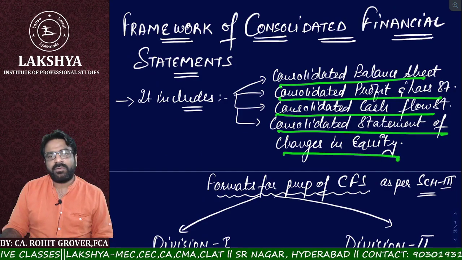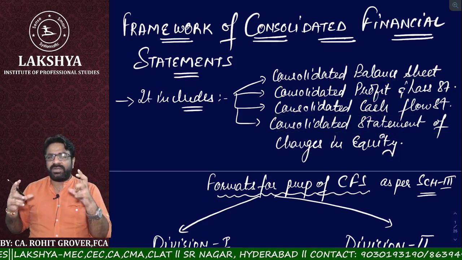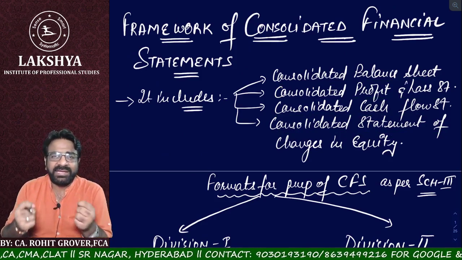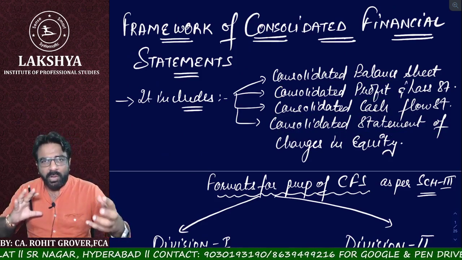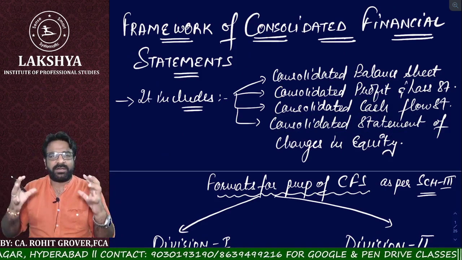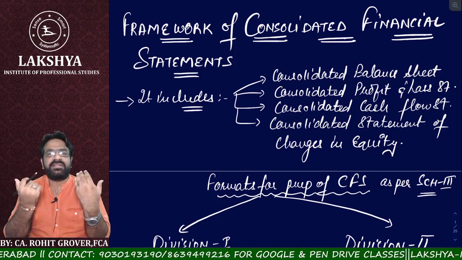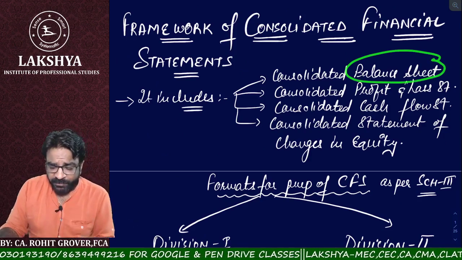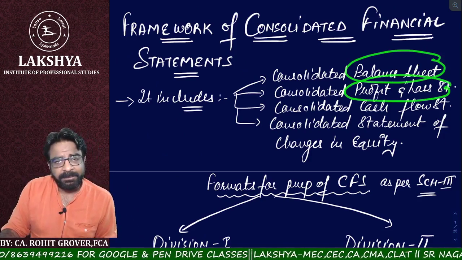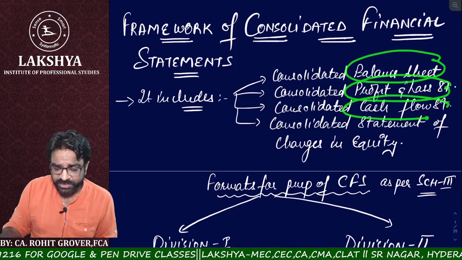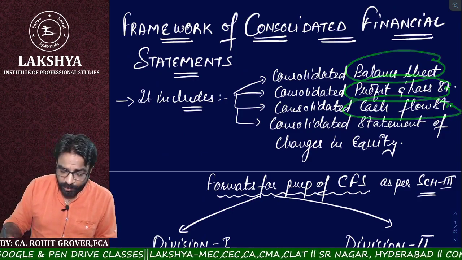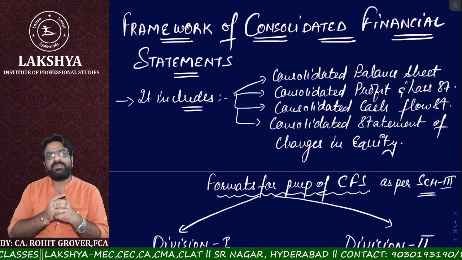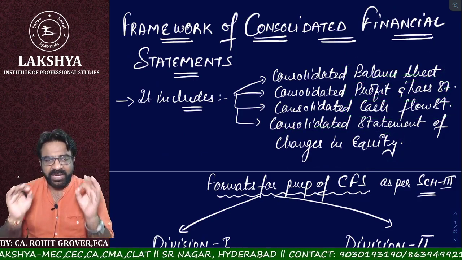Are you getting the point? Now here, what do you mean by consolidation? Consolidation means that balance sheet, that P&L and that cash flow statement where all the components and the parent put together are representing their financial position via balance sheet, group financial results via P&L account, group cash flows via cash flow statement, and group changes in equity via statement of changes in equity. So this is what we mean by consolidated financial statement.